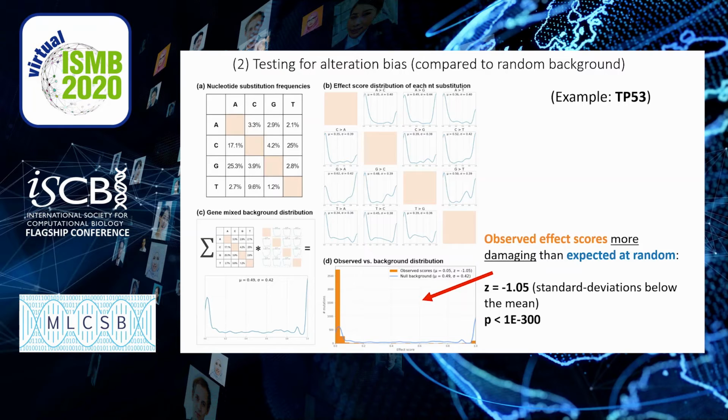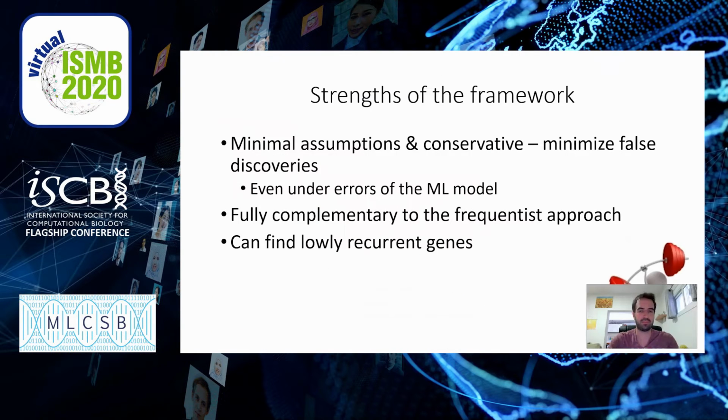And as expected, for such a dominant cancer gene, the observed effect scores are much more damaging than expected at random. And we can actually quantify it. So Fabric can assign a z-value to measure the strength of the association and a p-value for significance.